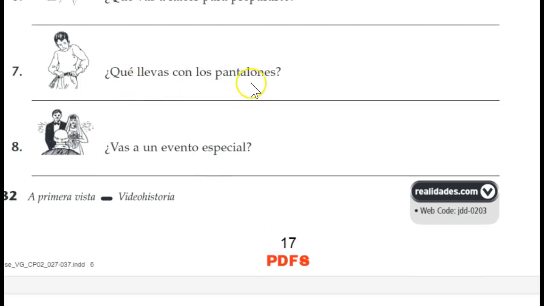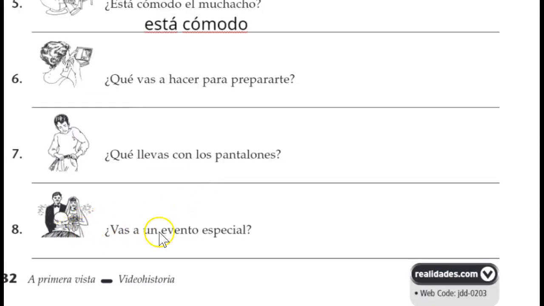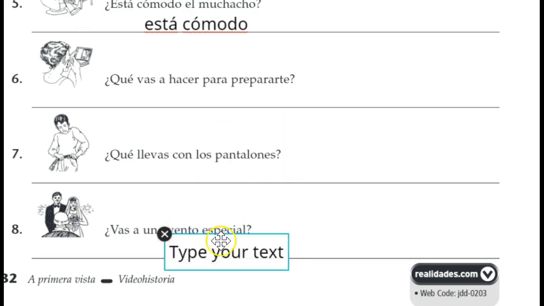¿Qué llevas con los pantalones? Llevo un cinturón, right? I wear a belt with the pants. Llevo un cinturón con los pantalones. ¿Vas a un evento especial? You going to a special event? Sí, voy a una boda, ¿verdad? Voy a una boda. You're going to a wedding, right? Wedding is boda. Sí, voy a una boda. Going to a wedding.